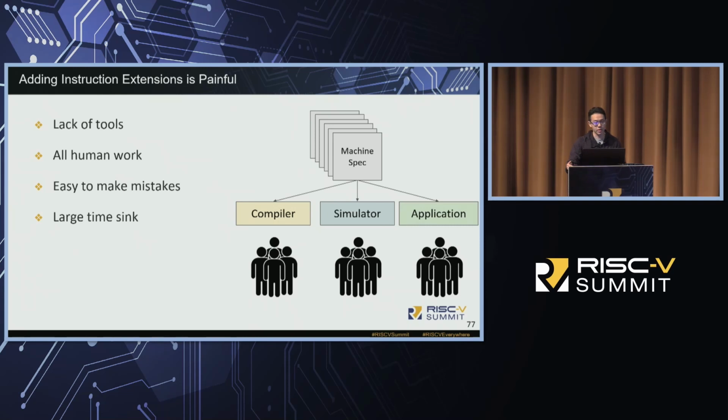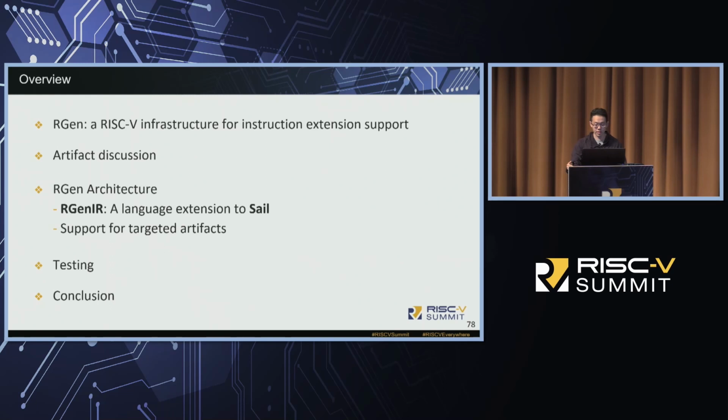Furthermore, whenever we implement target support for an artifact, usually we have a team associated with it. And within the team, it's very possible to have mismatches due to miscommunication. Then when you expand that to n different teams working on n different artifacts with a volatile instruction specification, that spells a recipe for disaster. All of this can result in large time sinks that would otherwise hinder the progress and implementation of the instruction extension. So our solution to this is RGen, an infrastructure for instruction extension support.